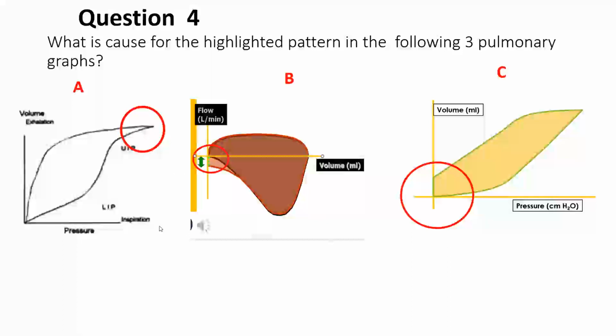What does that pattern indicate? I have highlighted with the circles. B, auto peep, okay. What is A? A is a beaking in over distension, a high PIP, auto peep, air trapping, beaking. And anybody for C?